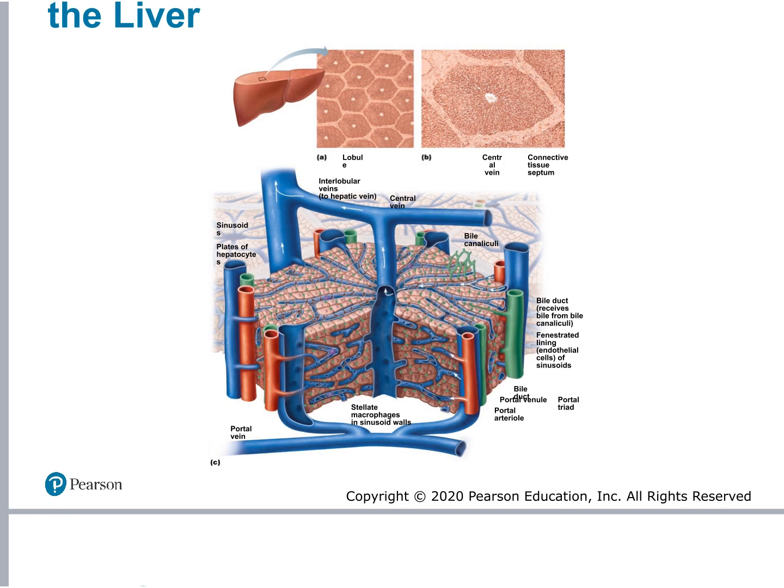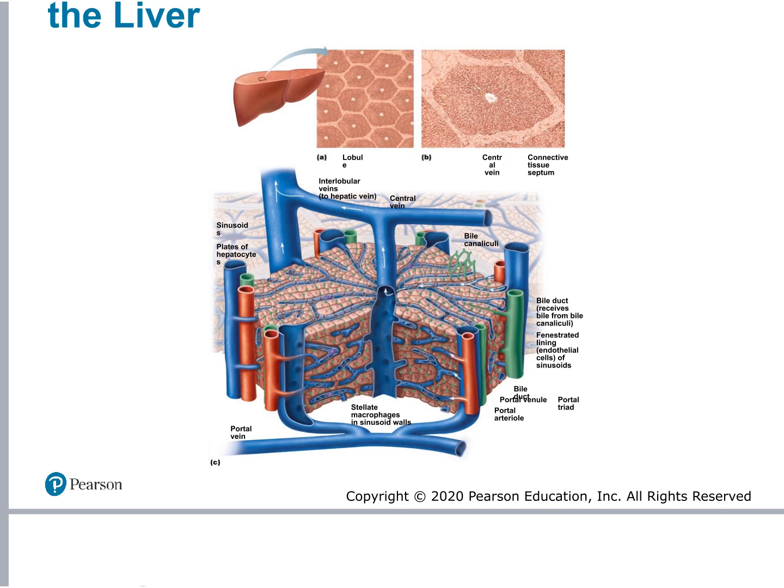At each corner of the hepatic lobule is a series of three vessels. There's a branch off of the hepatic portal vein. There's a branch off the hepatic artery, and there's a branch of the bile duct right here.